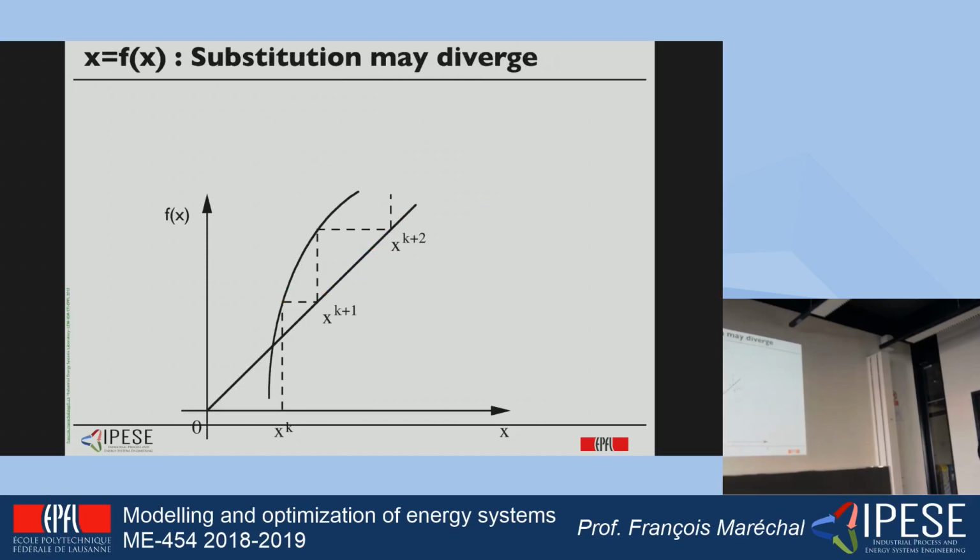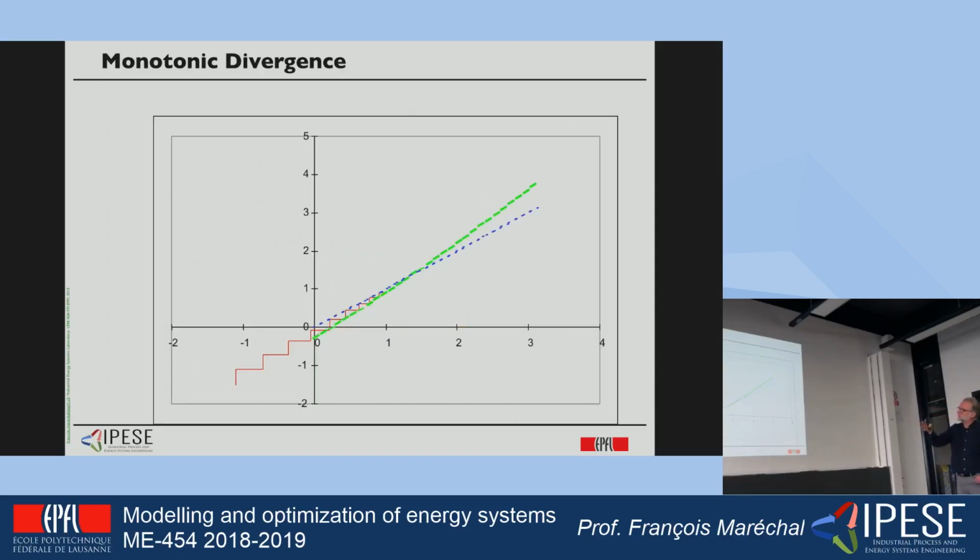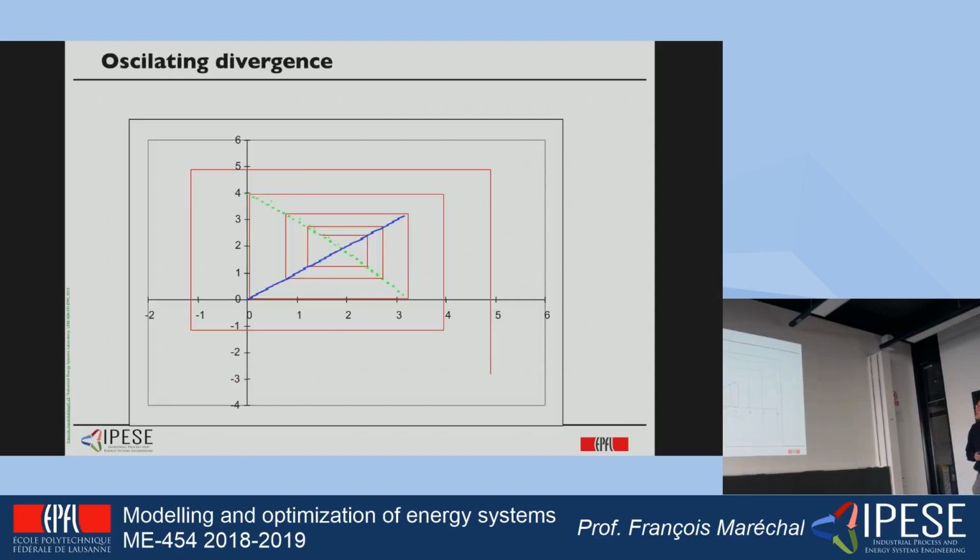But it can also diverge. Okay? So it means that if you do not test the convergence, then the system will never find a solution. And it can behave in different ways. So it can turn around or diverge progressively by turning around or by oscillating. So very important here, not to be trapped by an error.